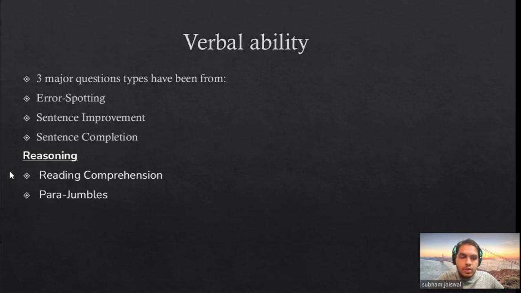So you should always do reading comprehension with full concentration. And in parajumbles, you will be given 6 sentences, and you have to arrange those sentences in a way that makes sense. If you practice 2 to 3 parajumble questions, you will easily solve them. They are all of the same type and same difficulty level, and they are very easy. So you should not ignore these two parts. So this is verbal ability, and again the verbal and non-verbal ability of RS Agarwal is more than enough to prepare for this exam.